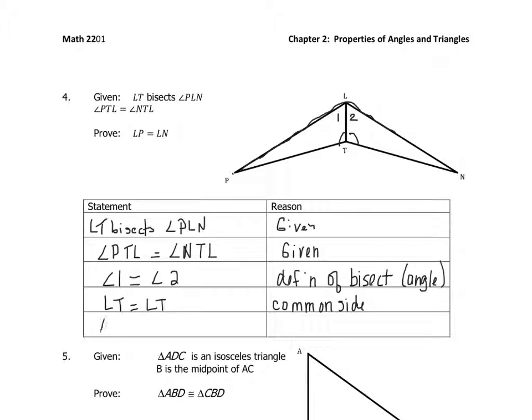So that means I have triangle LTP, which would have to be congruent to triangle LTN because of two angles and a side in between those two angles, so angle, side, angle. And then from that, LP matches up with LN. So LP has to be equal to LN because corresponding parts of congruent triangles are congruent.